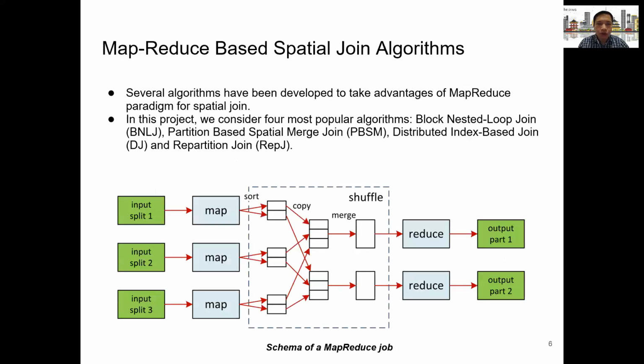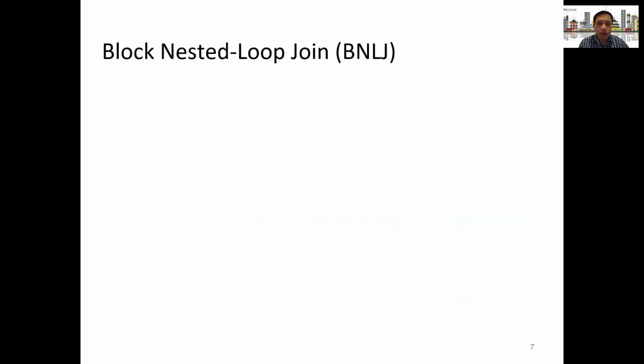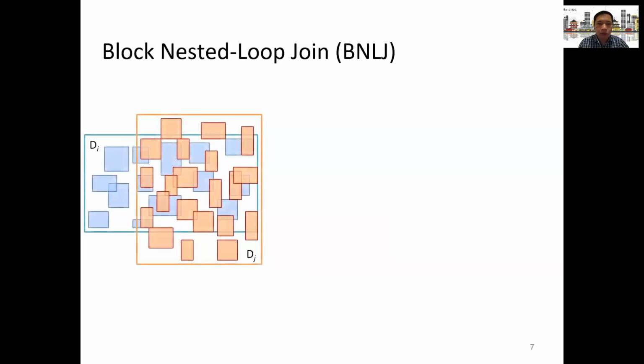In particular, most spatial join algorithms in big data systems have been implemented with the MapReduce programming model. In this project, we consider four most popular algorithms: block nested loop join (BNLJ), partition-based spatial merge join (PBSM), distributed index-based join (DJ), and repartition join (REPJ). Assume that we have to join two spatial datasets, DI and DJ.